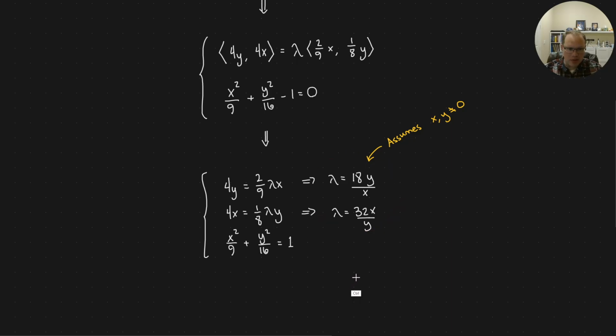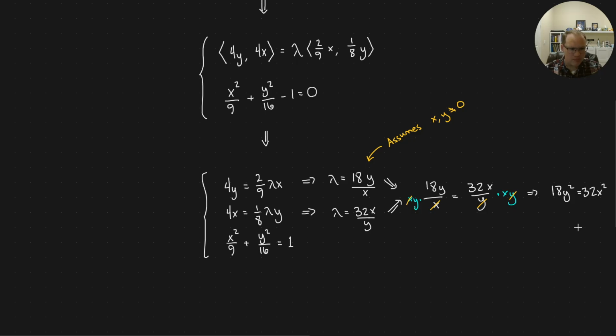Now, both of these are equal to lambda, so they should be equal to each other, right? I will get 18y over x equals 32x over y. Let's multiply both sides by xy. And I get, what do I get? 18y squared. The x will cancel on this side. And on this side, the y's cancel. So I get 18y squared on the left, 32x squared on the right.